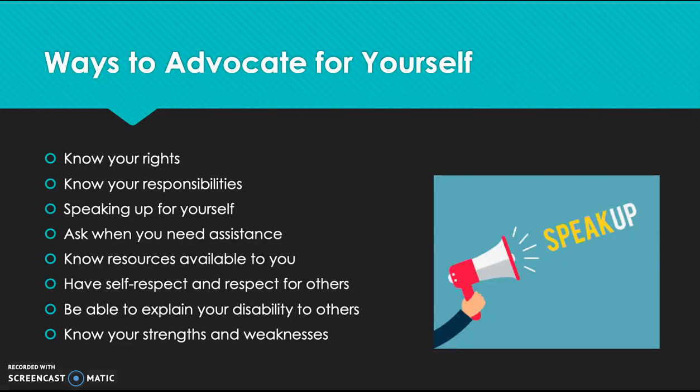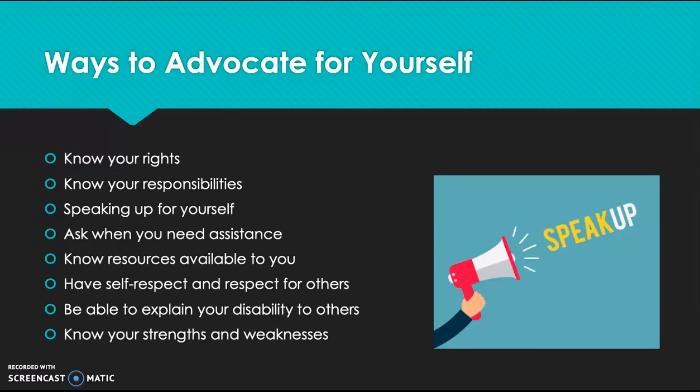What are ways that you can advocate for yourself? First and foremost, it is critical that you know your rights and responsibilities. This is the foundation to being a strong self-advocator. You must be able to speak up for yourself in some way. Do not be afraid to ask for assistance if you need it. Make sure you know what resources are available to you. My personal favorite is that you must have respect for yourself and respect for others. If you don't respect yourself first, you can't expect others to respect you in return.